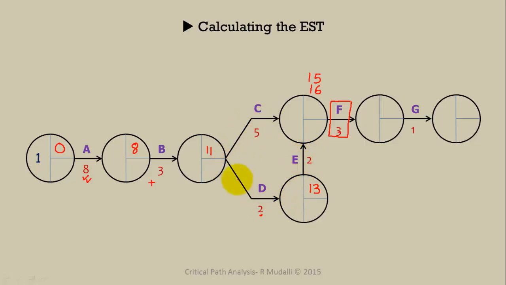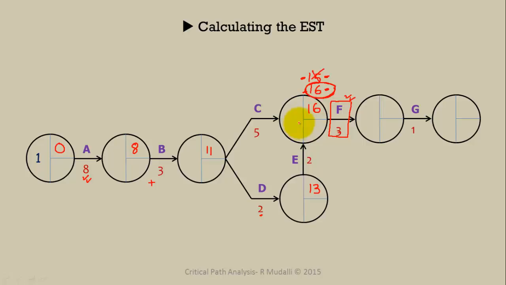So D and E take 4 days. 4 added to 11 makes 15 days. Activity C added to this earliest start time, which is 11, gives us 16. So activity F cannot start at day 15. It should start at day 16. Therefore we need to take the largest EST that we get here. So it is going to be 16, not 15.